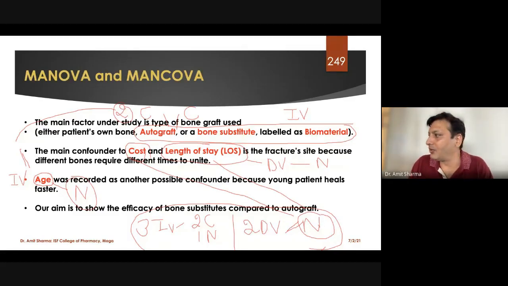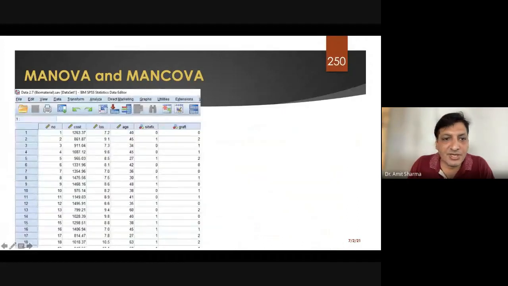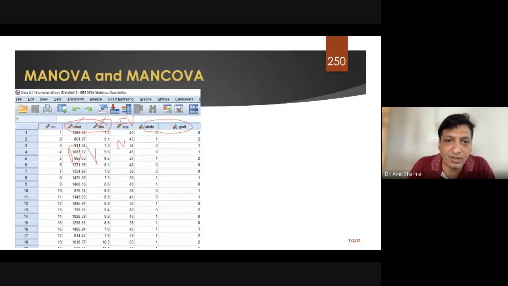So I will see how to proceed, and this is the data set as we have made it. All 5 variables have been entered, and you can see on the screen that cost is numeric and length of stay is numeric, which are both dependent variables. Here age is an independent variable, given in terms of numbers, whereas these two, site of fracture, where the fracture has occurred, and type of treatment given, are categories.